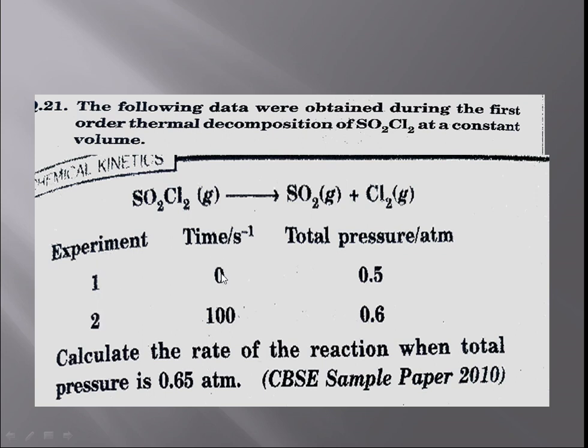In experiment number 1, at time 0 the total pressure is 0.5, and in experiment number 2, when time reaches 100 seconds, the total pressure is 0.6. Calculate the rate of the reaction when total pressure is 0.65 atm.